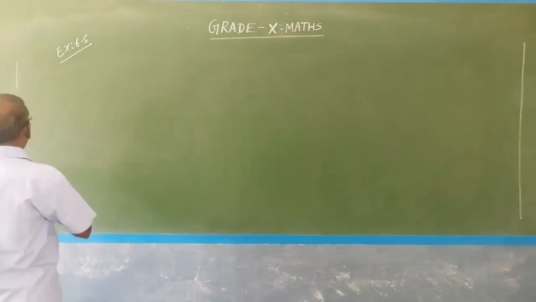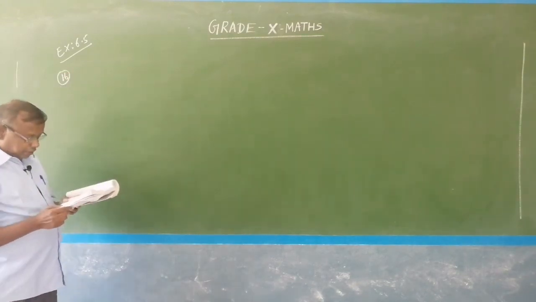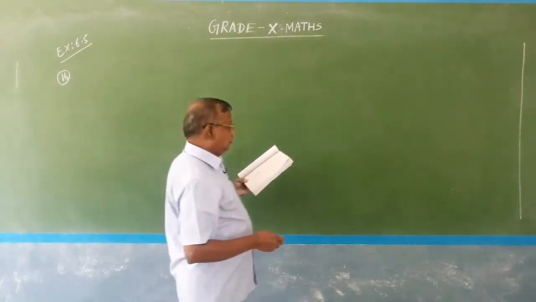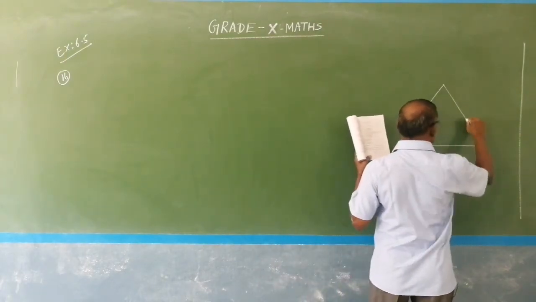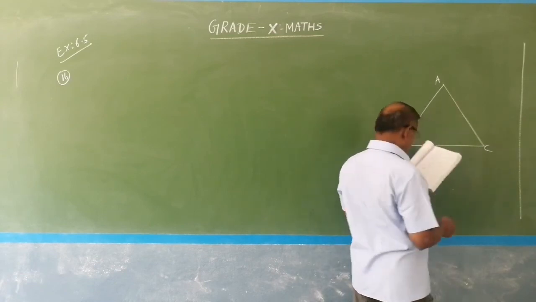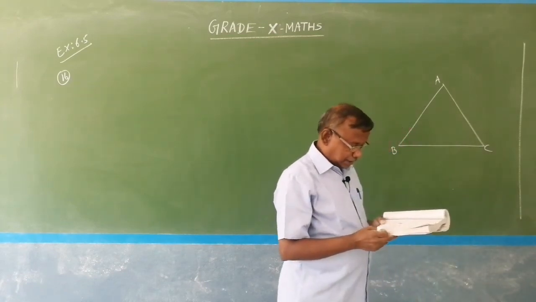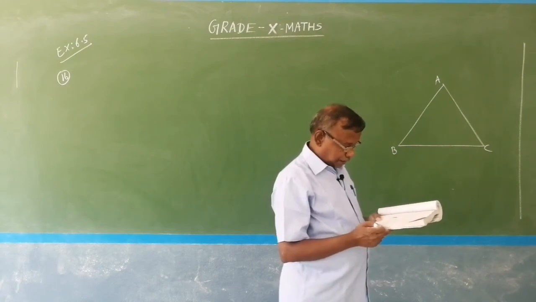So this is question number 16. In an equilateral triangle, let us draw an equilateral triangle ABC. Let ABC be an equilateral triangle. Prove that 3 times the square of one side is equal to 4 times the square of one of its altitudes.